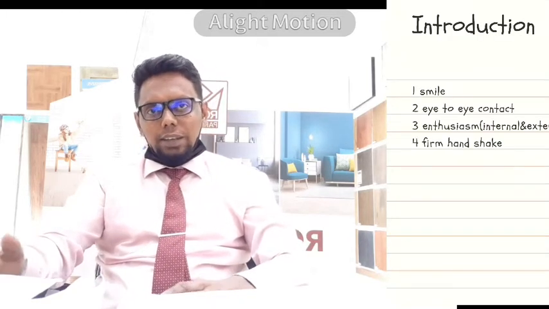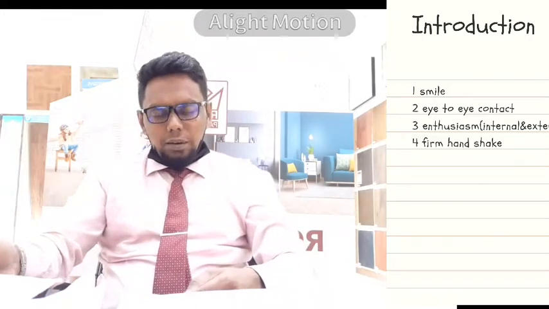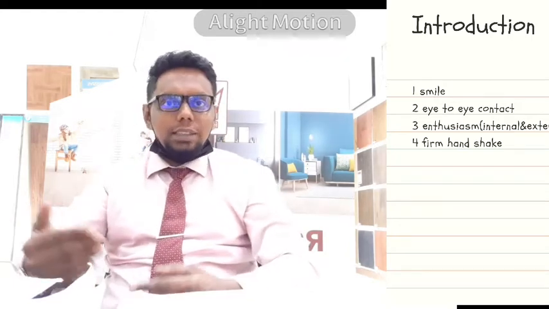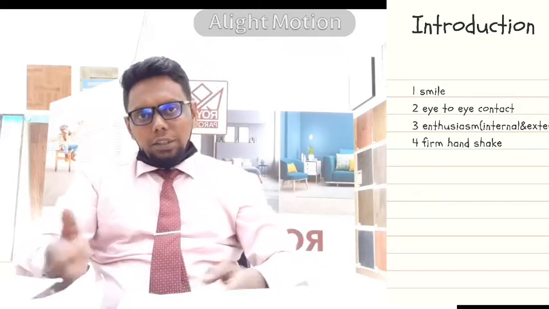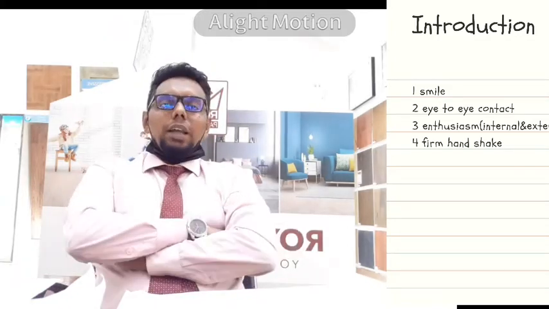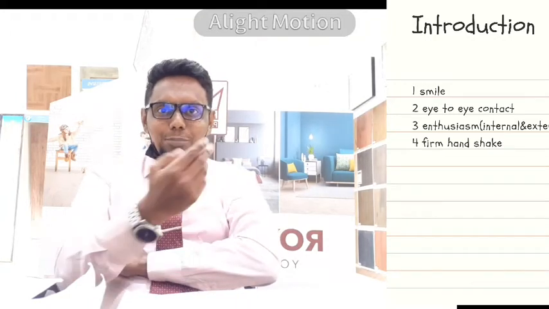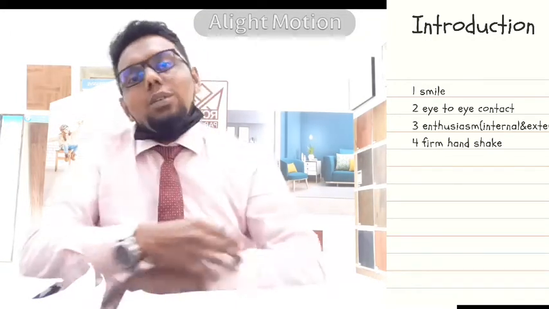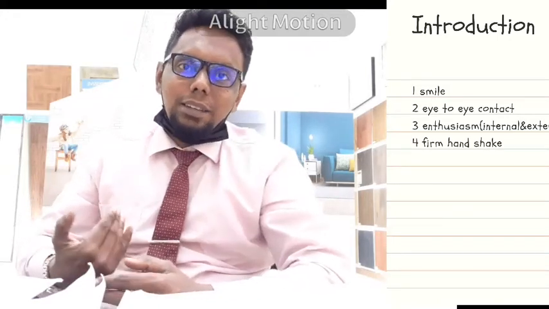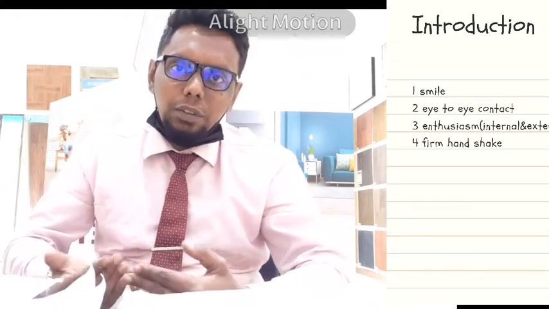In an introduction we have five points. The first one is a smile, eye to eye contact, enthusiasm. You can call this the C principle also. After that, a firm handshake. When you meet someone with a smile, people will always greet you back with a smile. Smile is always like a mirror. If I'm smiling at you, automatically you will also smile at me, because a smile is a reflection of positivity. Whenever you smile at someone, you get a positive reflection.